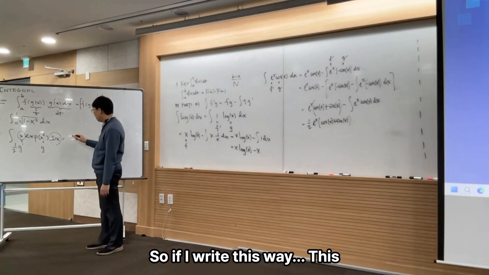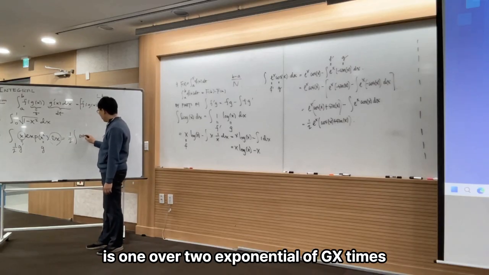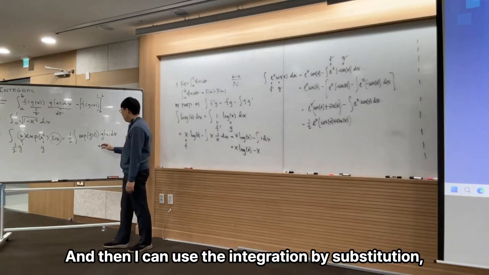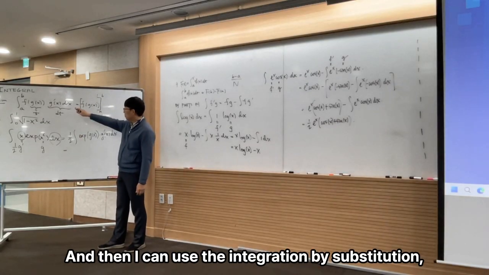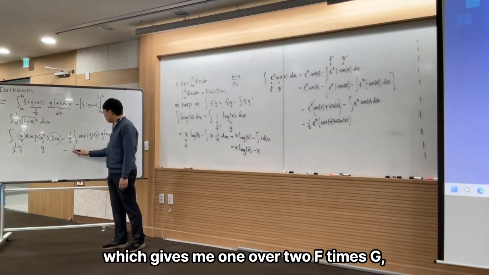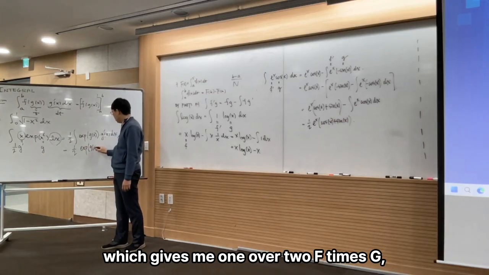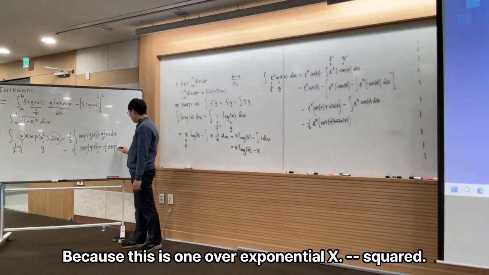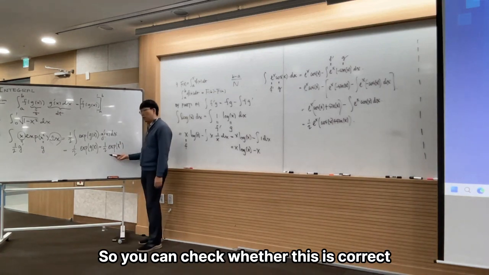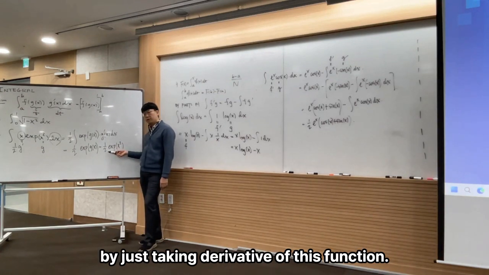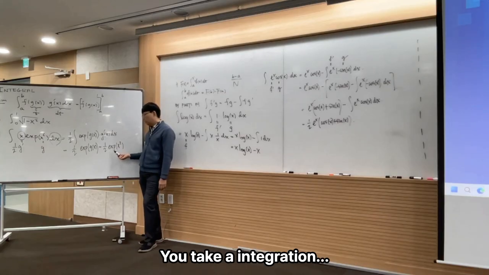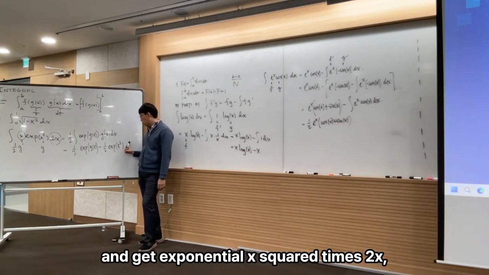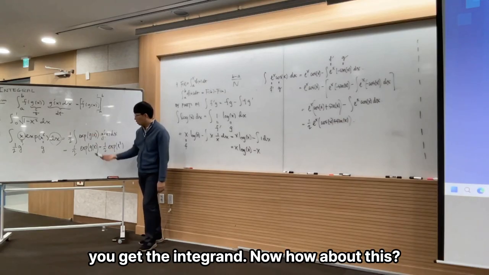So if I write it this way, this is 1/2 times the exponential of g(x) times g prime(x) dx. And then I can use the integration by substitution, which gives me 1/2 f of g, which is just x squared, right? So this is 1/2 e^(x squared). You can check whether this is correct by just taking the derivative of this function. This is a composite function, so just take the chain rule, you get e^(x squared) times 2x, cancel with 1/2, and you get the integrand.